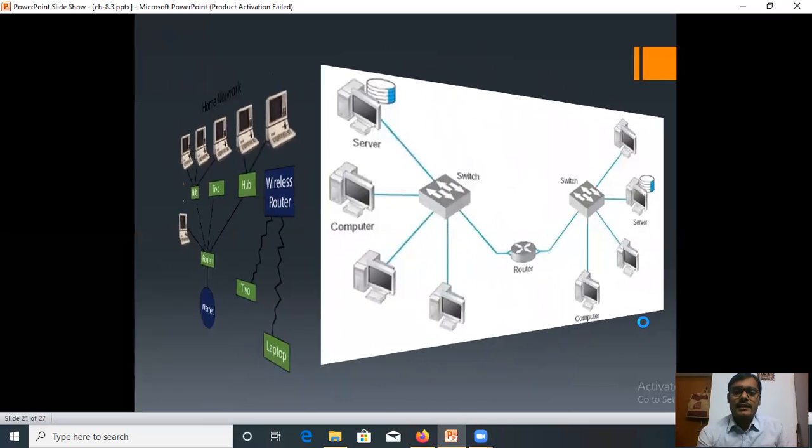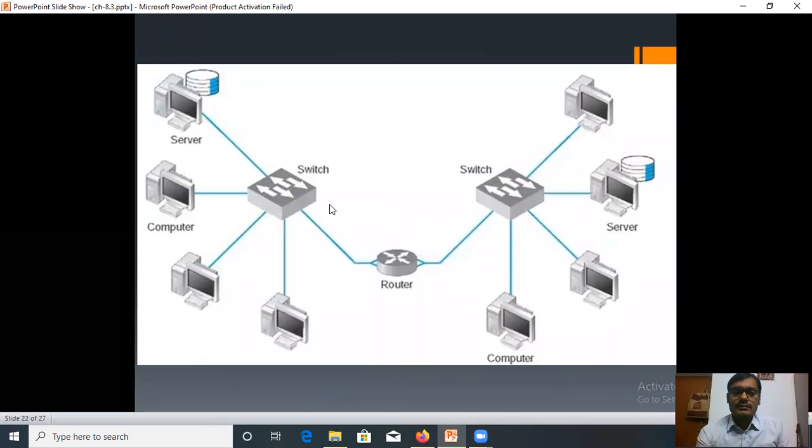You can see the second picture. This is the first network of computers at the left side, and at the right side there is another network of computers, and all the computers in each network are connected through a switch. Now this router is responsible for connecting both the networks. It connects both the switches. So the data of one server can be connected to another server through this router.